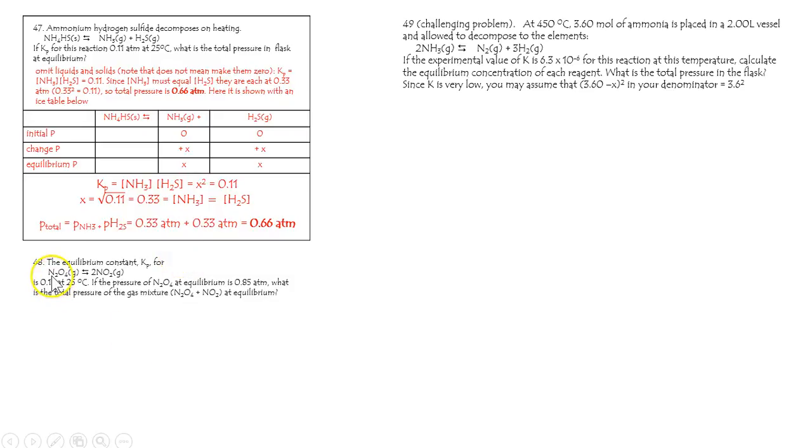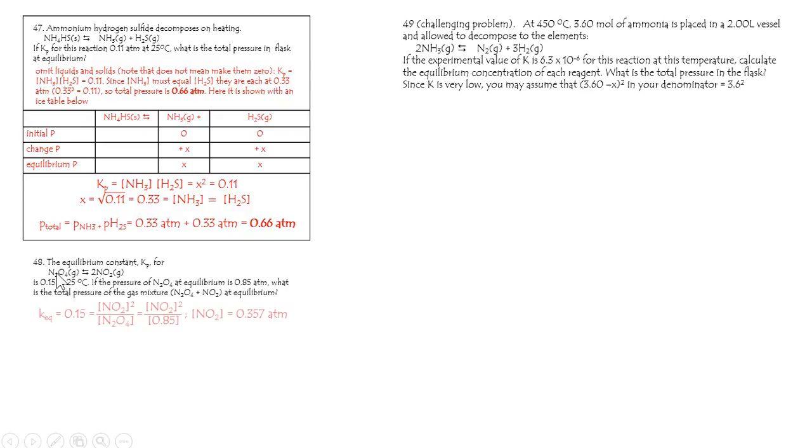In the next problem, we have dinitrogen tetroxide decomposing with a pretty low K sub P value. If the pressure at equilibrium is 0.85, that's good to know. What is the total pressure of the gas mixture at equilibrium? So we want to know the pressures of each at equilibrium. Let's set up what we know. Nothing gets omitted. The K EQ will be equal to this squared over that.